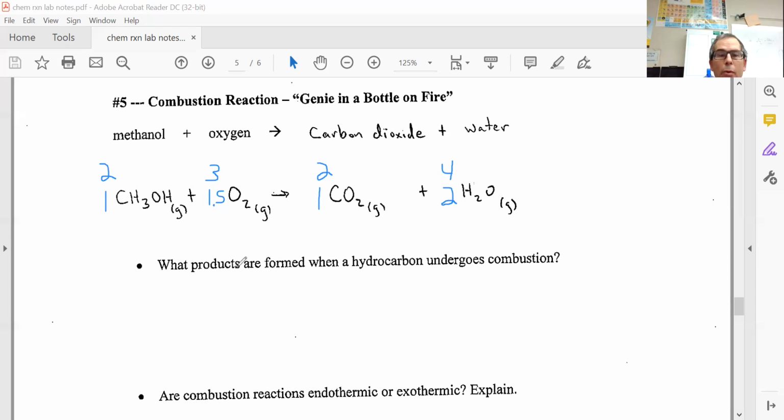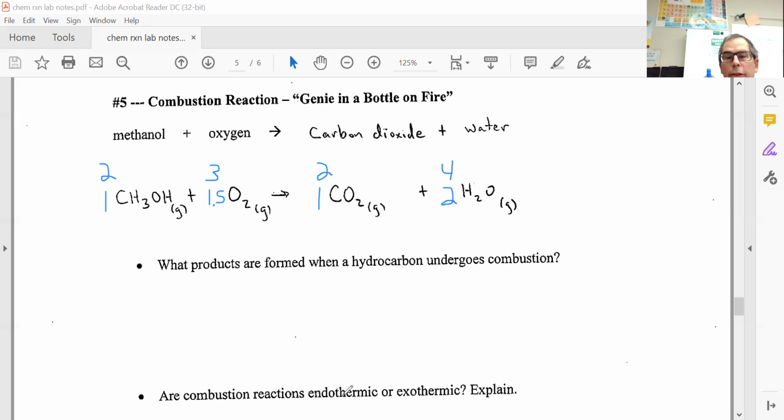Okay, so what products are formed when a hydrocarbon undergoes a combustion reaction? Whenever a hydrocarbon or an oxygenated hydrocarbon undergoes combustion, the main products are CO2 and H2O. Could you get carbon monoxide or soot or something in small proportions? Yes, but we're going to assume CO2, H2O unless directed otherwise.